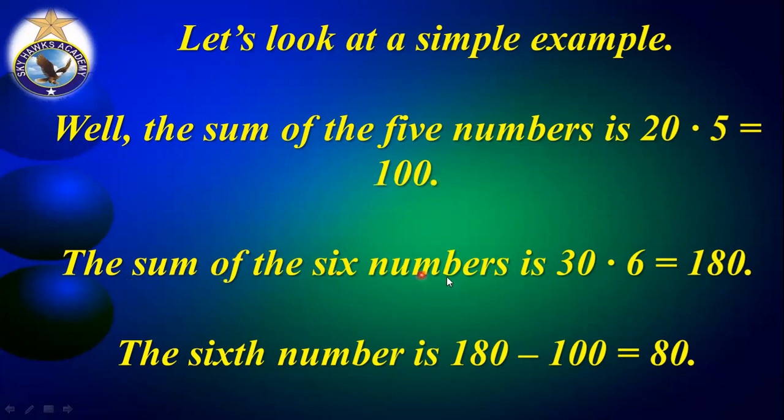The sum of the six numbers is average times quantity, given as 30 and 6. If you are multiplying these two numbers, you will get 180. The sixth number is the sum of the six minus the sum of the five, you will get 180 only. So this will be the sixth number, which is being added to make the average 30 of six numbers. This was the average 20 of the five numbers. So the answer is 80.